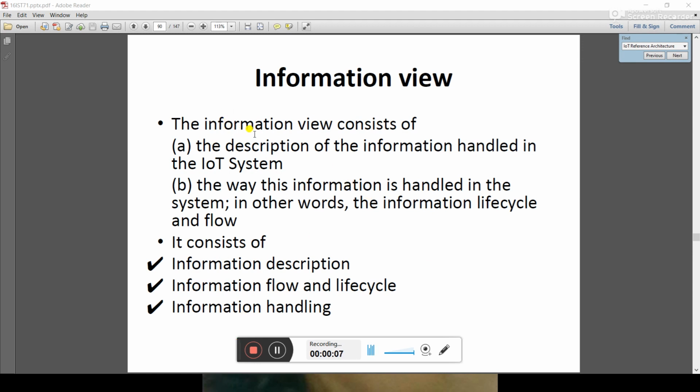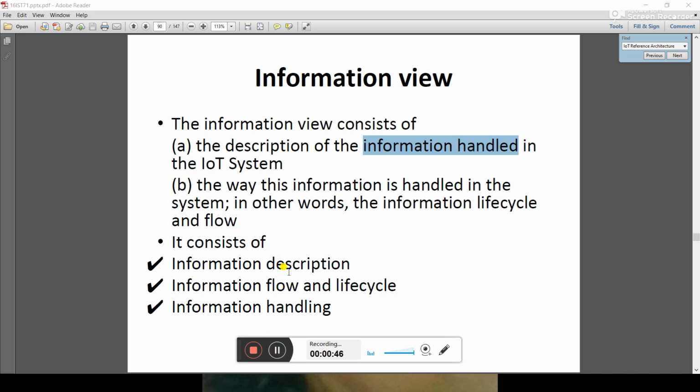So the information view consists of the description of information handled in the IoT system. As I told you, which type of information needs to be handled is important here, and the way this information is handled in the system, in other words, the information life cycle and flow. All these things come in an information view whenever an IoT reference architecture is designed. The information view consists of information description, information flow and life cycle, and information handling.